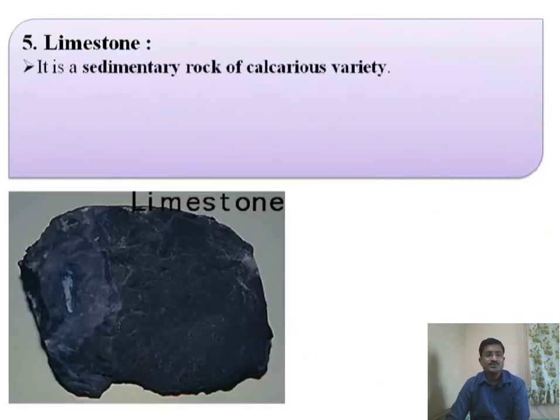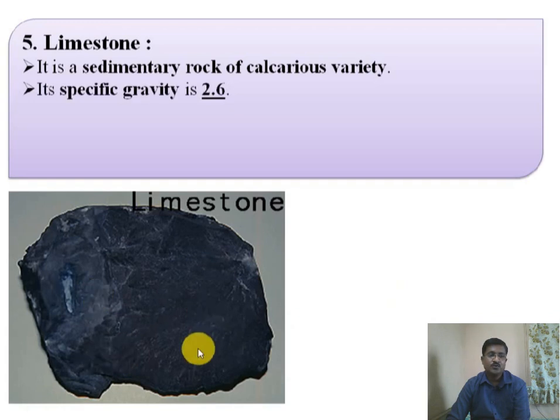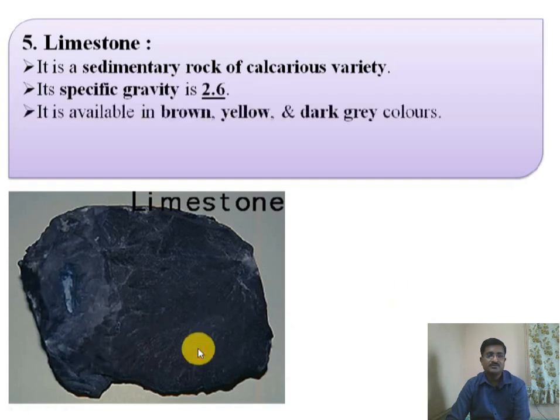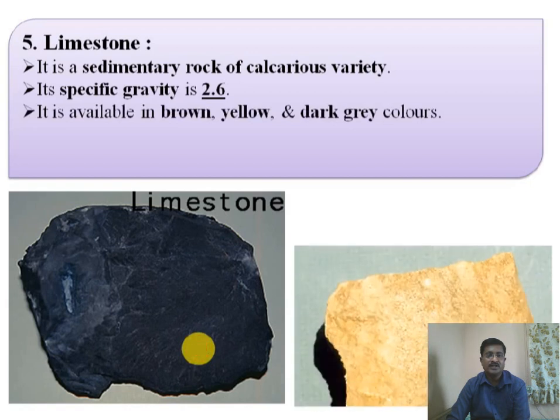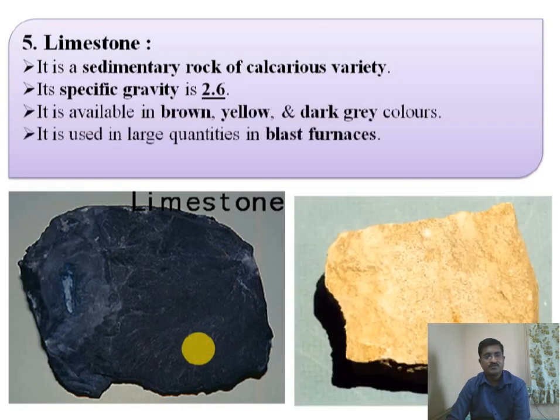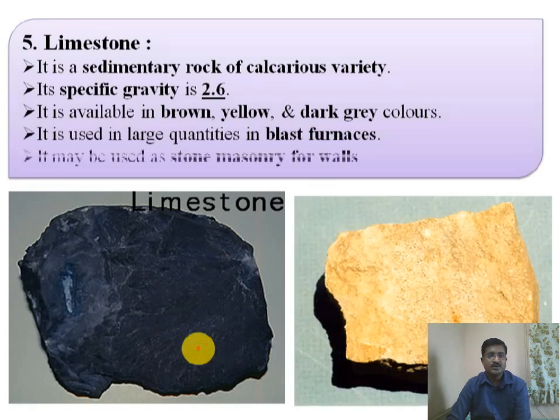Next one is the limestone. It is a sedimentary rock of calcareous variety. Its specific gravity is 2.6. It is available in brown, yellow and dark grey colors. It is used in large quantities in blast furnaces. It may be used as stone masonry for walls.